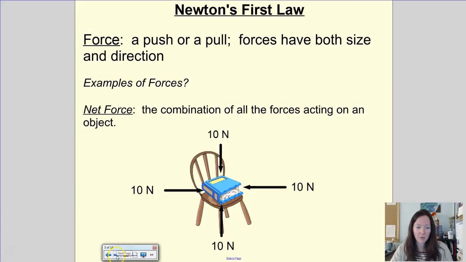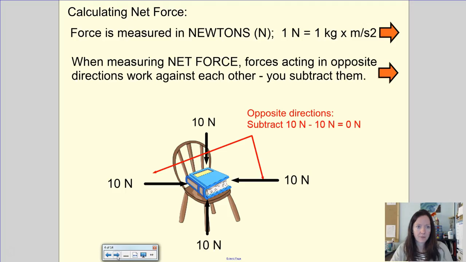Let's look at some of these in more detail. Okay, so when we calculate net force, again, net force is the total amount of force acting on an object. We're going to look at all the forces. And here again, to simplify it, I used 4 different forces.